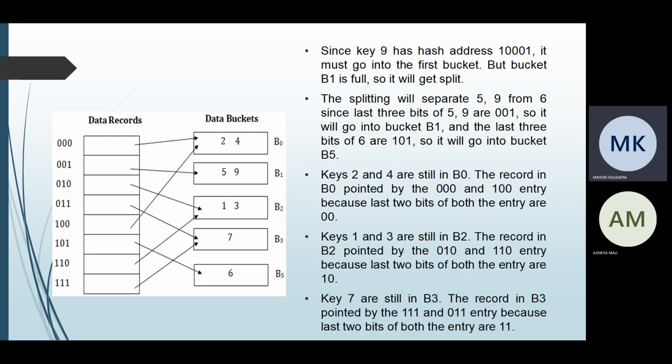Keys 2 and 4 are still in B0. The record in B0 is pointed to by the 000 and 100 entries, because the last two bits of both entries are 00. Keys 1 and 3 are still in B2. The record in B2 is pointed to by the 010 and 110 entries, because the last two bits of both entries are 10. Key 7 is still in B3. The record in B3 is pointed to by the 111 and 011 entries, because the last two bits of both entries are 11.